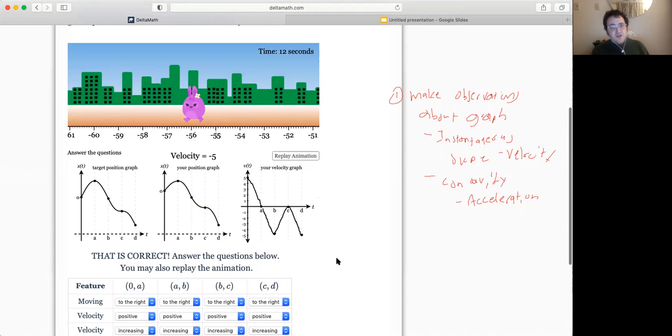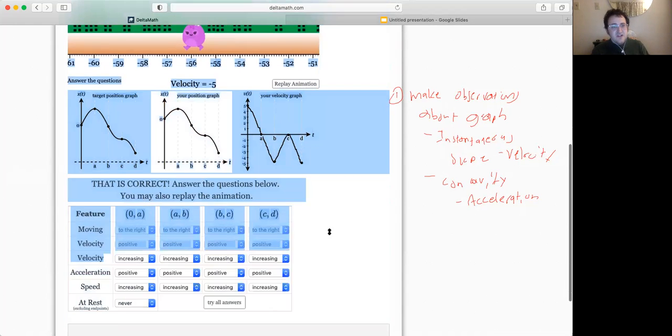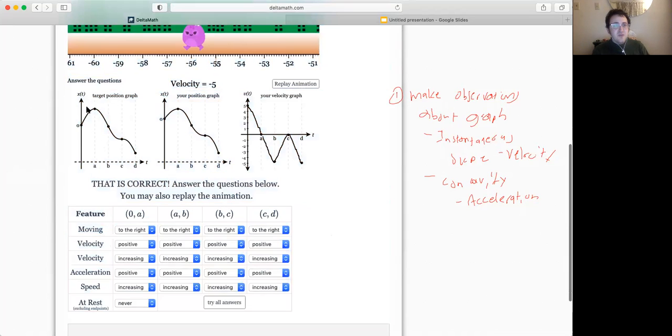And now we can look at the position. The first thing that we want to do is look at moving. So moving is either to the right or to the left.